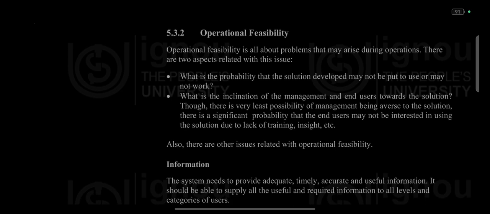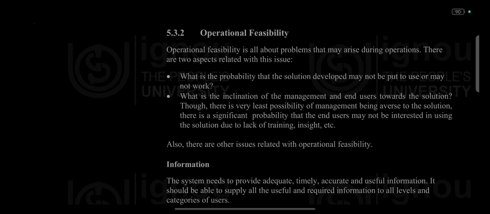Operational feasibility. Operational feasibility is all about problems that may arise during operations. There are two aspects related with this issue. What is the probability that the solution developed may not be put to use or may not work? What is the inclination of the management and end users towards the solution? Though there is very least possibility of management being averse to the solution, there is a significant probability that the end users may not be interested in using the solution due to lack of training, insight, etc.